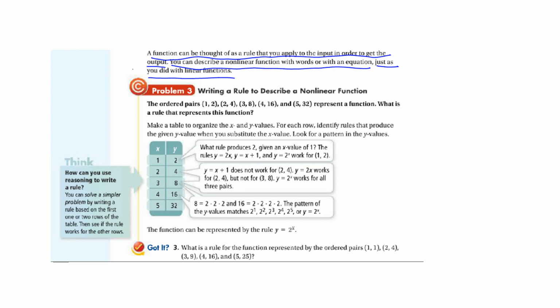So I'd like for you to read through problem 3 here, and then see what you can do about the Got It problem 3. Again, we'll look at this a little bit together in class, but read through problem 3's examples closely. Look at the think box over here. How can you use reasoning to write a rule? Write a rule based on the first 1 or 2 rows of the table, and then see if it works for the rest. So you've got to check it for every pair of numbers. Just kind of follow through the problem, read this problem closely, and we'll talk about it in class.